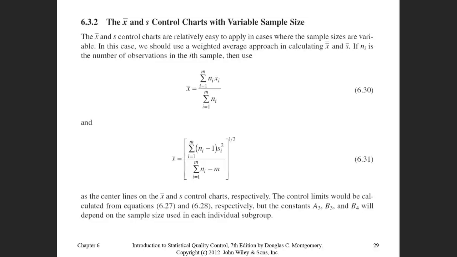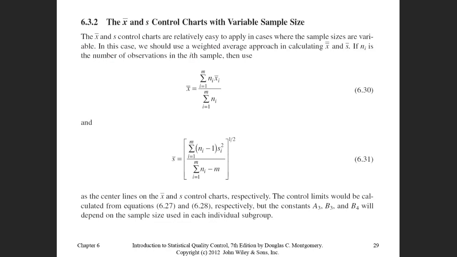The X bar and S chart can have different sample sizes, and in this case we are going to use different formulas. This is the X double bar for calculating the center line for the X bar chart, and this is the average of the standard deviation, which is the center line for the S chart. It will be different from the control charts that we have just covered.